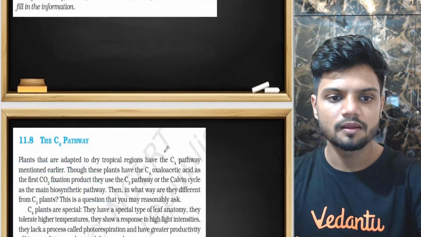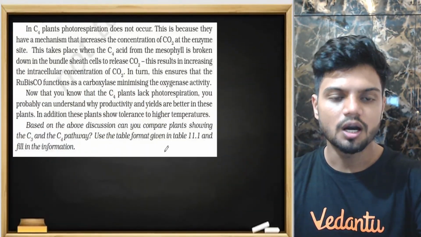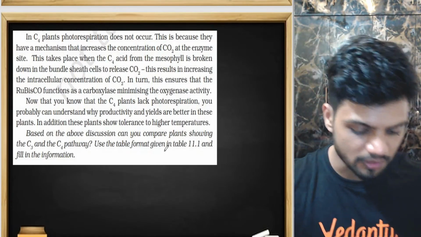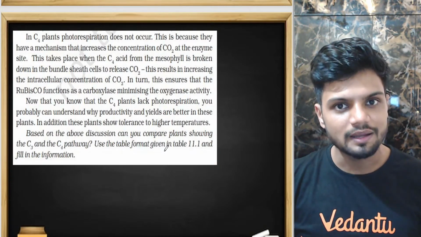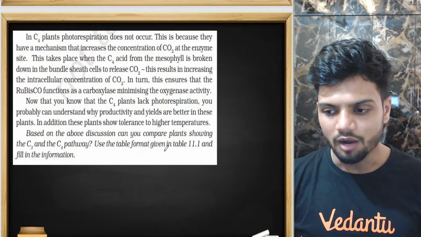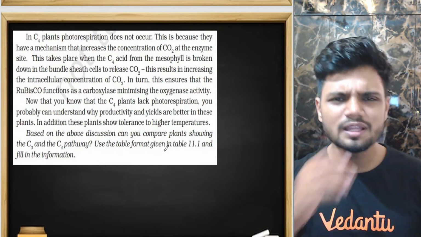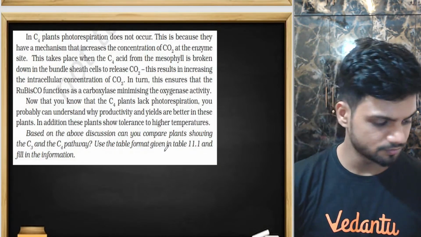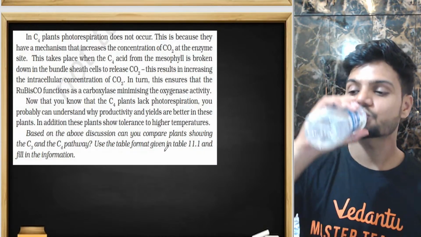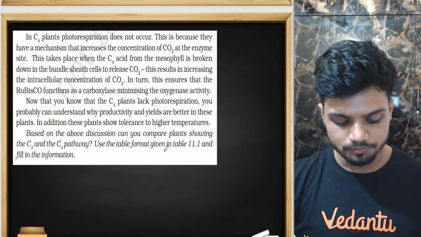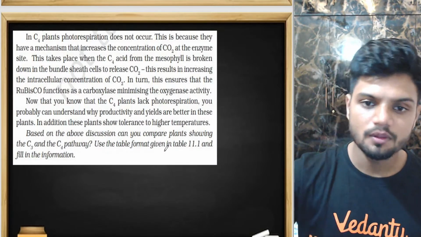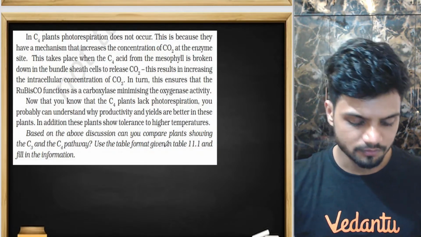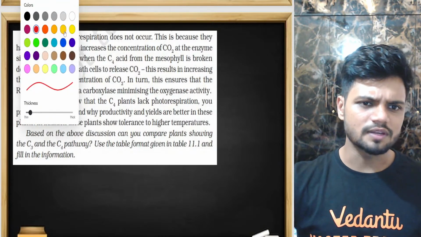Now, students, do you want to know how C4 is overcoming this? Story time again. I'll tell you one more story. C4 plants were very smart plants. How are they overcoming this barrier? How will they make sure that Rubisco never finds oxygen? That is the story of the C4 cycle. Let me tell you, it is very simple, students.